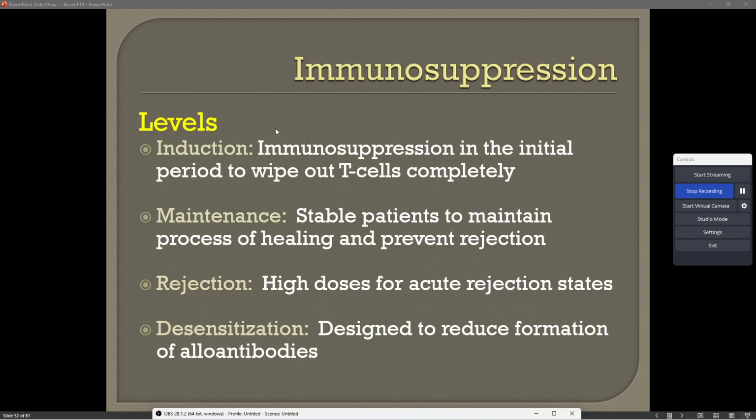Immunosuppression. This I do want you to know. Essentially what we're trying to do is wipe out your T cells, your T killer cells. We're trying to stabilize the patient and maintain the ability of the body to heal, because it's going to try and attack the kidney at first. On top of that, high doses of immunosuppression for acute rejection states can result in secondary infection. And then we can have what's called desensitization, where we actually desensitize your body from sensing the kidney and forming antibodies to it.